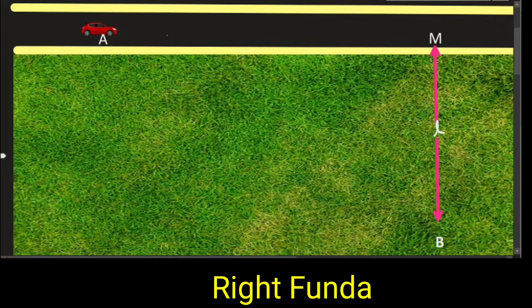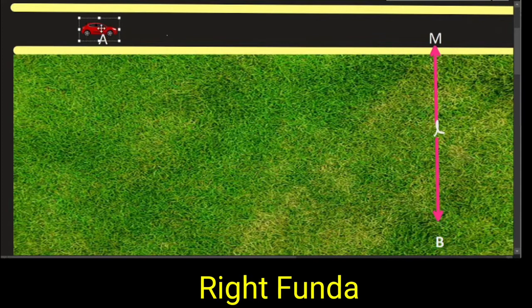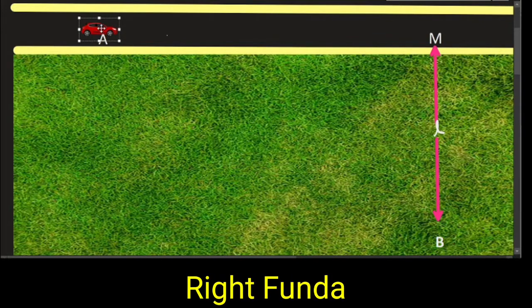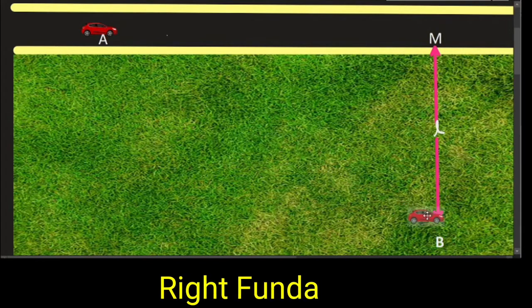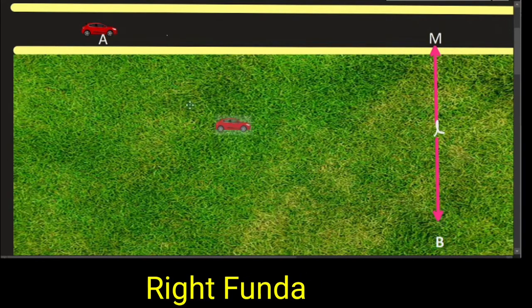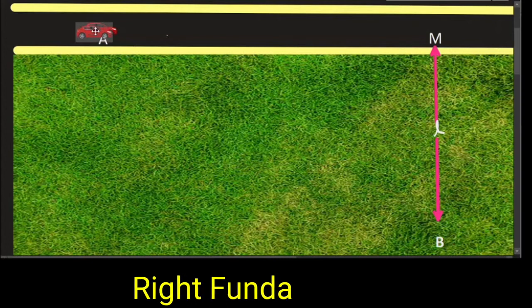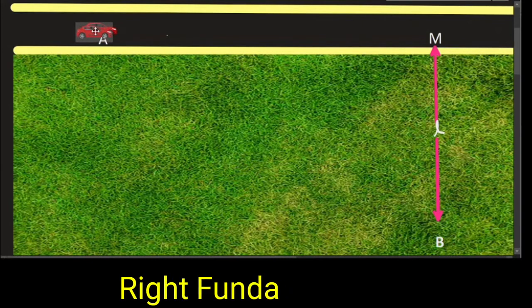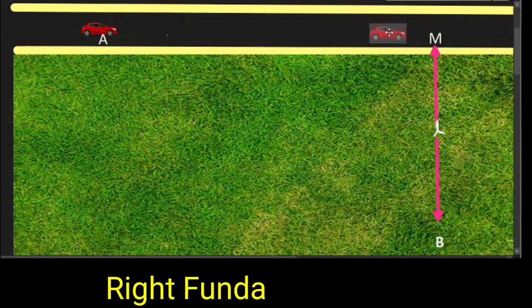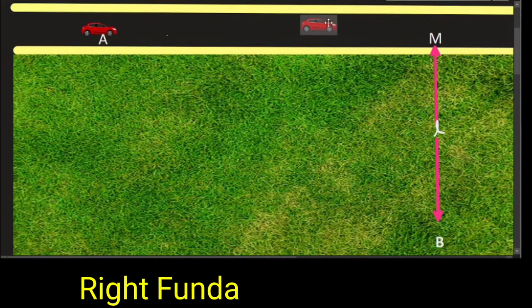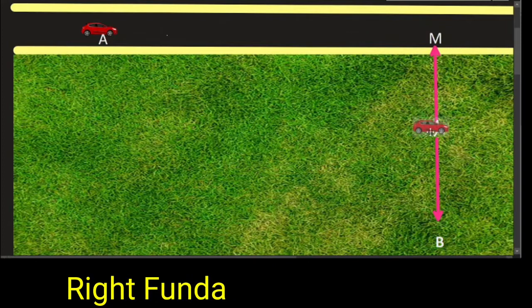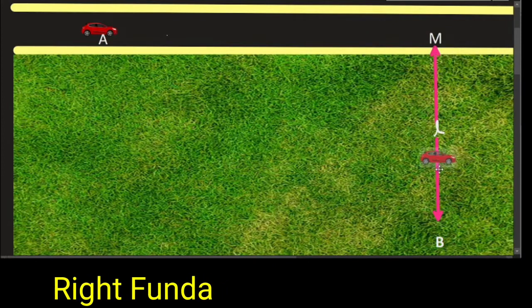Now, what the driver may do is minimize the timing. If you take the whole path in the grass field, it will definitely take more time and more distance. So you want to minimize the timing, and you may think to cover the maximum distance on the concrete road, where the speed is high, and in the low speed region on the field, cover less.